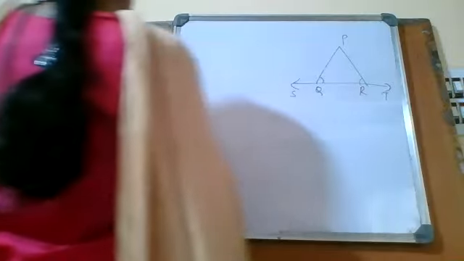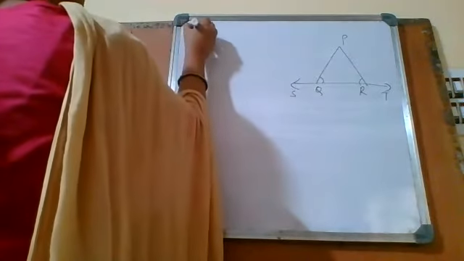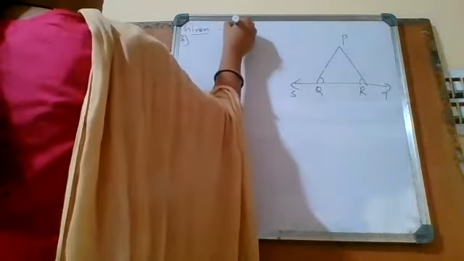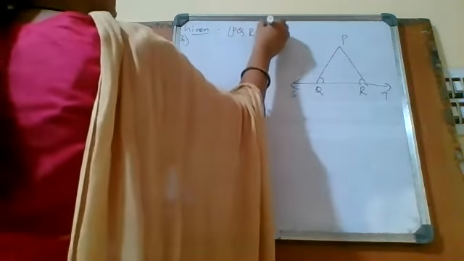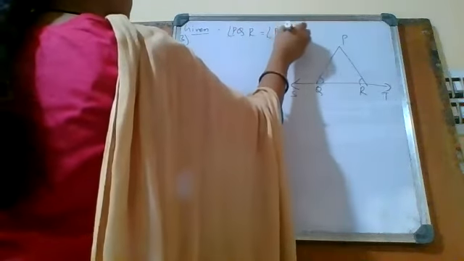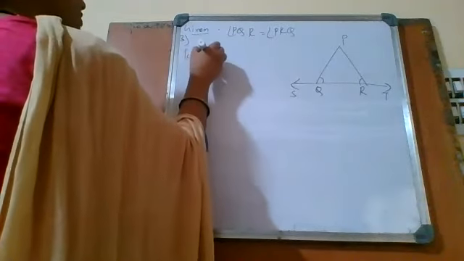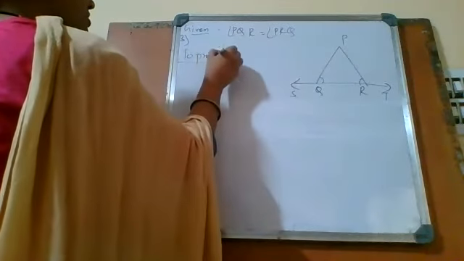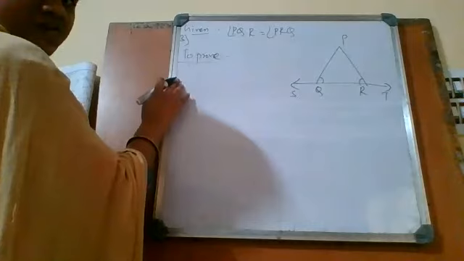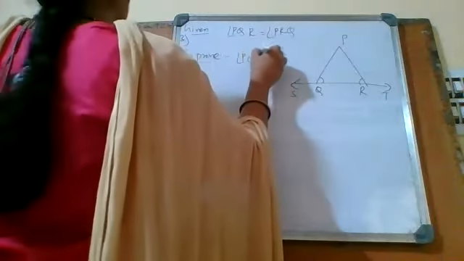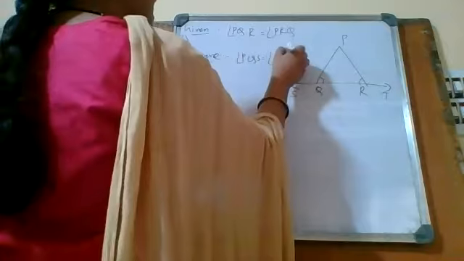Given, question number 3. Angle PQR is equal to angle PRQ. Given these two are equal, what do we have to prove? What is the meaning of to prove? We have to get this answer. How much? PQS must be equal to PRT, it seems.